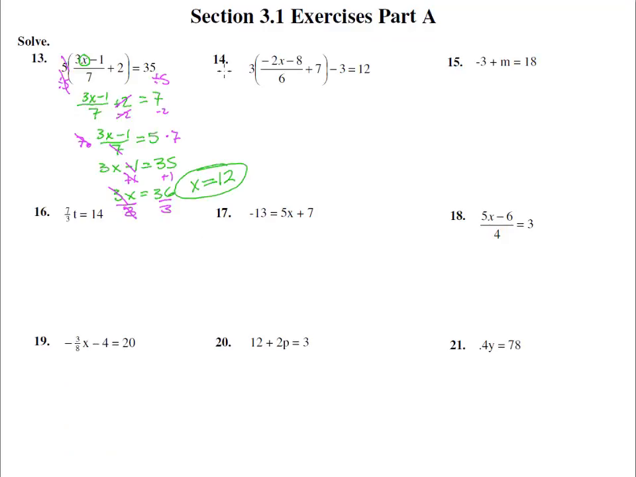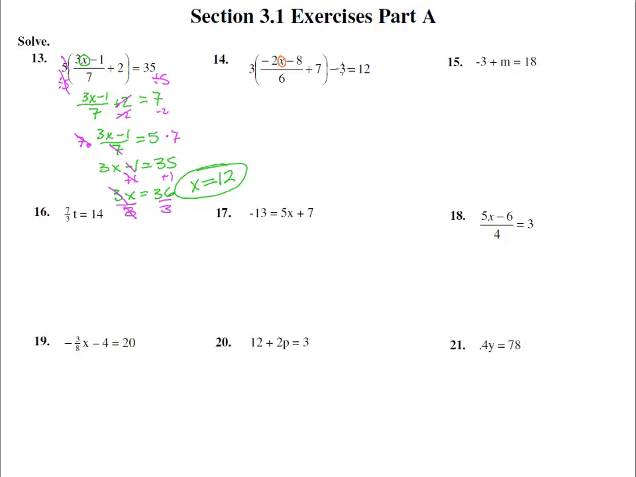Good. Number 14, very similar one. Here we have the x right here in the middle. Notice if you were the x, the first thing that would happen is that you would be multiplied by a negative 2. By order of operations, negative 2 would happen to you first. And then you would subtract 8, then that whole result would be divided by 6, then added 7, then all in parentheses timesing by 3, then subtracting 3. That's what order of operations would do.